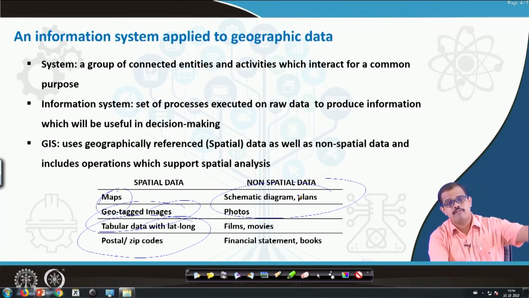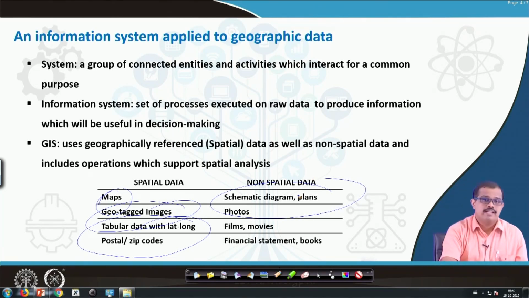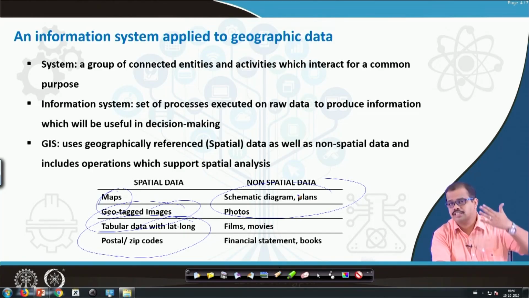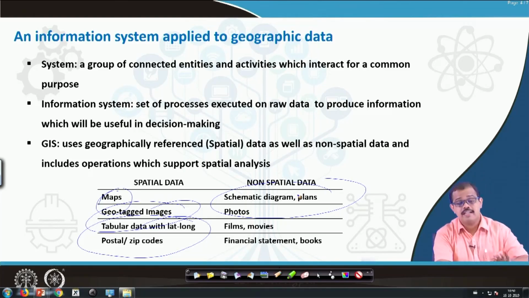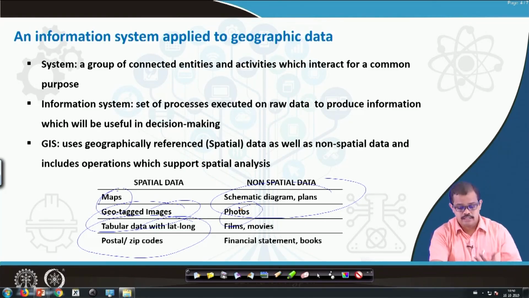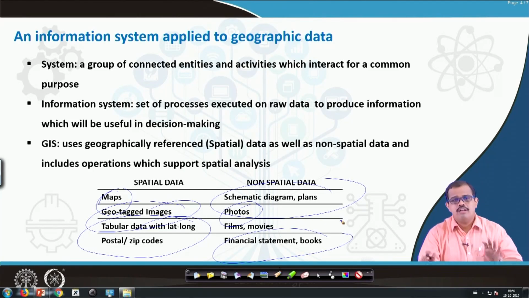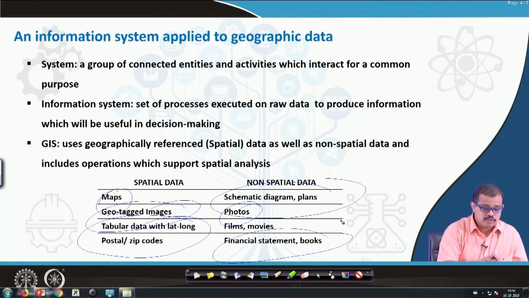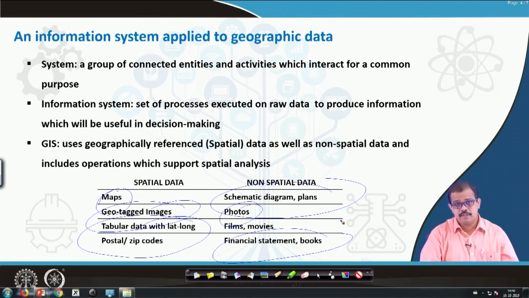A photo, just a photo of a building. If you have a photo of Hijli detention center of the 1970s and today, it's just a photo. It gives you just information that there's a detention center, but it doesn't give you information where it is located. So it becomes non-spatial data. Any films, movies, financial statements, books, all these are non-spatial data, but when you have geographic coordinates along with them, it becomes spatial data. So GIS can handle both spatial data and non-spatial data, so it can be combined to derive meaningful information for any analysis.